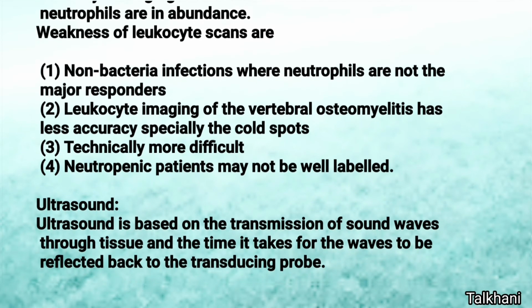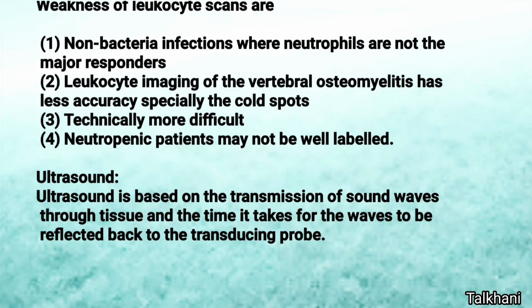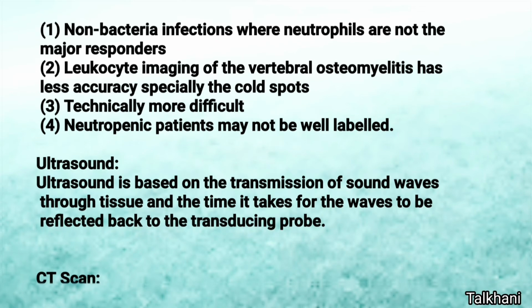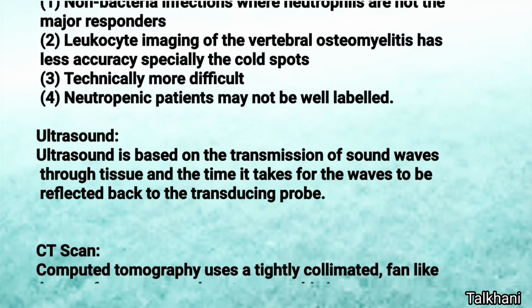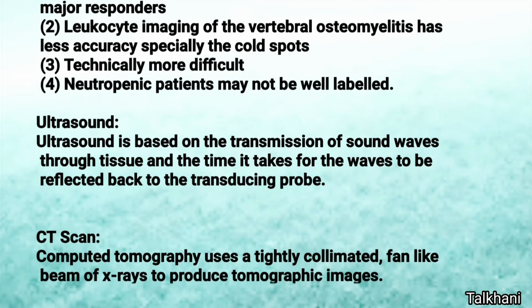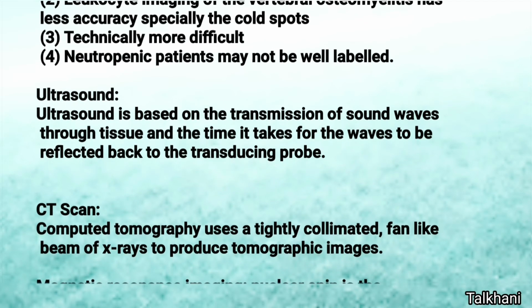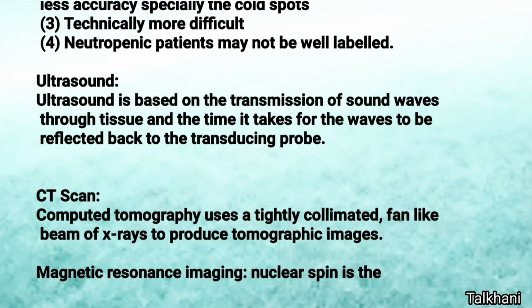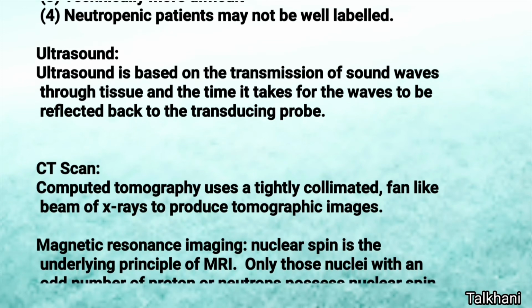What about MRI scan? Magnetic resonance imaging. Nuclear spin is the underlying principle of magnetic resonance imaging. Only those nuclei with an odd number of protons or neutrons possess nuclear spin. Hydrogen nucleus is utilized in medical MRI because of its natural abundance in the human body.